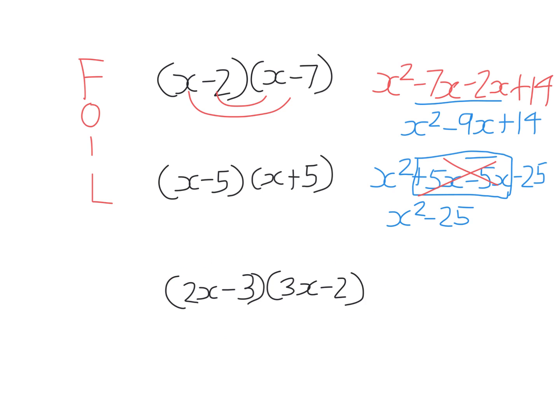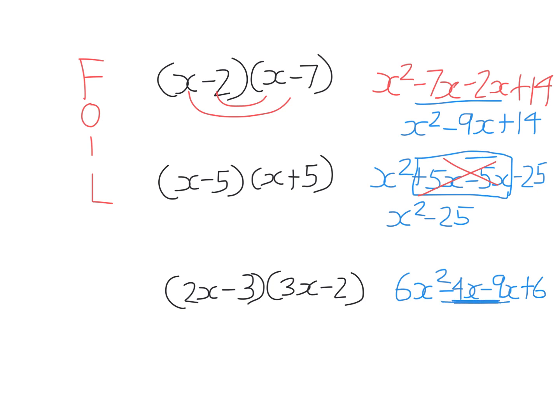Let's now do an example where the coefficient of x is not 1. So we're going to use the same process. So 2x times 3x, not 5x. 2 times 3 is 6. x times x is x squared. So then outsides, 2x times negative 2 is negative 4x. Insides, negative 3 times 3x is negative 9x. And then last is negative 3 times negative 2, so we get a positive answer, 6.